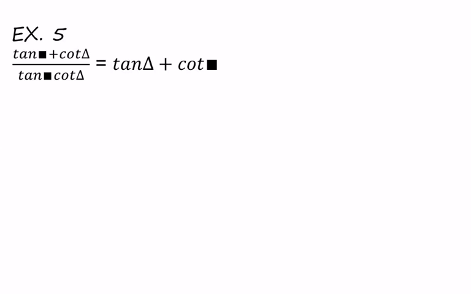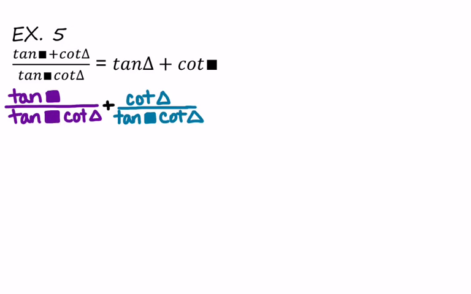So in this case, I'm not going to transform into sines and cosines because I know I need tangent and cotangent in my answer. So somehow there's got to be a way to simplify this without changing it to sines and cosines. So this time I'm going to split the fraction apart into two fractions. So the first fraction would be tangent square over tangent square cotangent, plus the second fraction will be cotangent triangle over tangent square cotangent triangle. And then I keep the right-hand side the same.